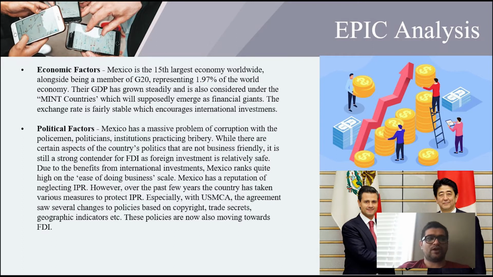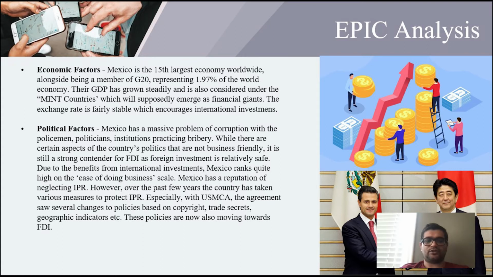Politics. Mexico has a massive problem of corruption, with policemen, politicians, and institutions practicing bribery. There are certain aspects of the country's policies that are not business friendly. Due to the benefits from international investment, Mexico ranks quite high on the ease of doing business.